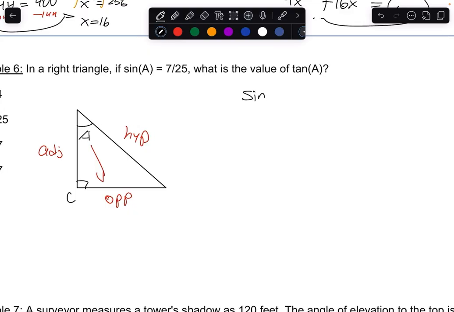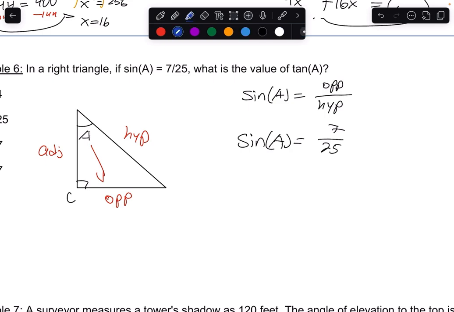By definition, sine of an angle talks about the opposite side and the hypotenuse. This question gave you that sine of A is 7/25. That means your opposite side is 7 and your hypotenuse is 25. So we know that this number is 25. We know that this number is 7.